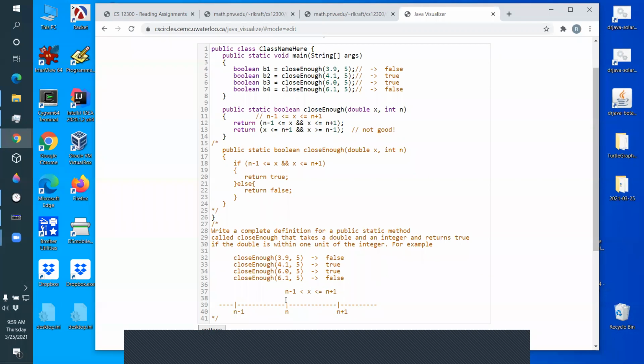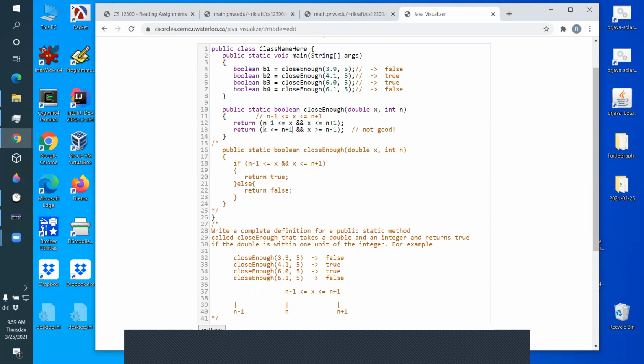Okay, but inequalities like this are not allowed in Java. You have to write them with the and, because this says x is greater than n minus 1 and x is less than or equal to n plus 1. So there's an implicit and in here. You say it in words, but you don't write it. This way of writing the Java looks a lot more like the math.